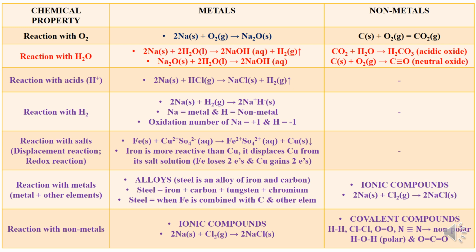And talking about reaction with metals. Now metals also react with other metals, or to say metals can also be combined with other metals. So what is an alloy? Now alloy is a mixture of 2 or more elements, or alloys are formed when you combine 2 or more elements. Now for example, steel is an alloy of iron and carbon.